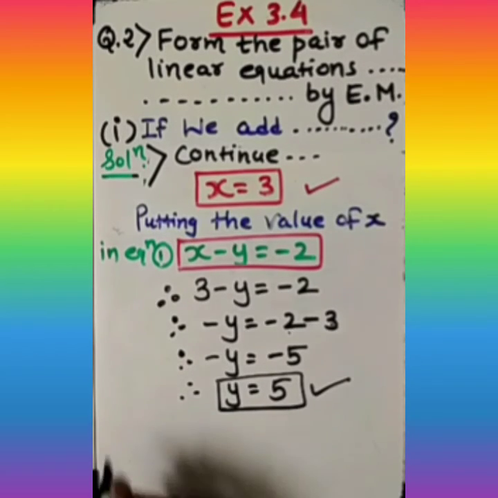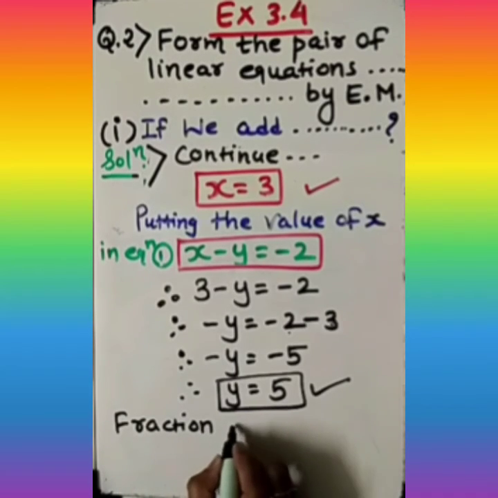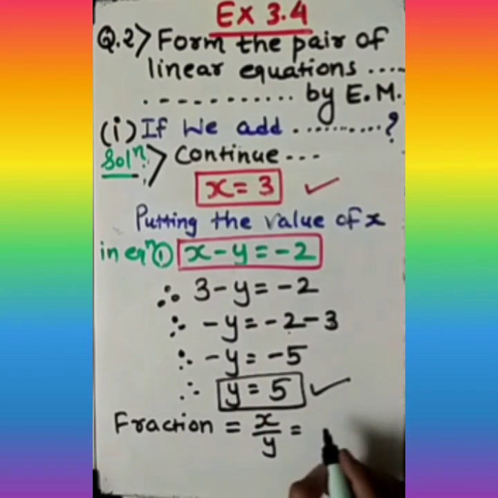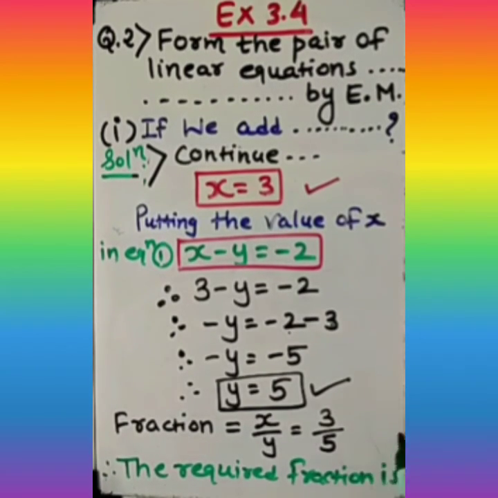So what is the fraction? According to the question we have to find the fraction, so it is in x by y form, and x is 3 here, and the value of y is 5. So the final answer we need to mention: the required fraction is 3 by 5. This is the answer. Clear?